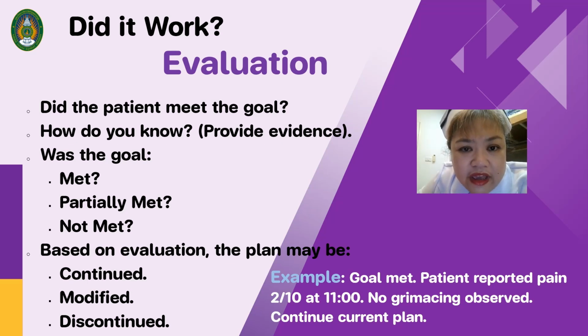Finally, we evaluate. We check if the patient achieved the goal using specific evidence. We state if the goal was met, partially met, or not met. This tells us whether we need to continue the plan, change it, or if the problem is resolved. For example, on this slide, you have to have a very clear goal first, and then you can do a good evaluation.